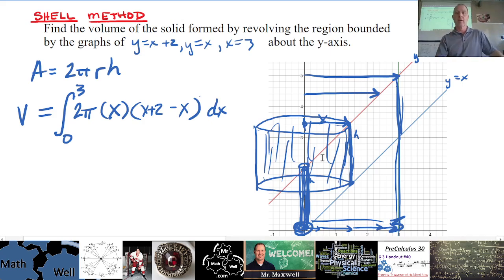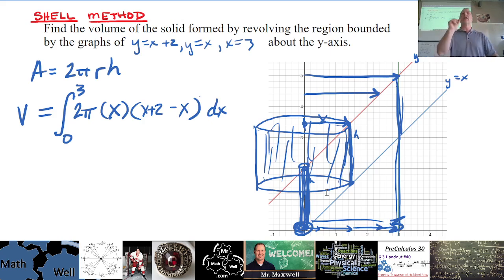Does this method only work with the y-axis? No. It'll work with any axis, vertical or horizontal. This part 2 is going to be horizontal. We're going to flip things a little bit next day, but yes, you can rotate this around any axis.